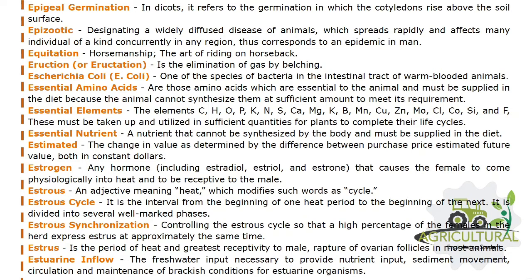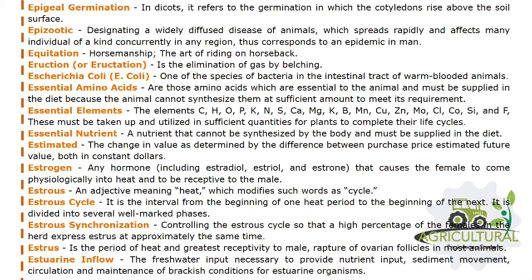Essential elements, the elements carbon, hydrogen, oxygen, phosphorus, potassium, nitrogen, sulfur, calcium, magnesium, boron, manganese, copper, zinc, molybdenum, chlorine, cobalt, silicon and fluorine. These must be taken up and utilized in sufficient quantities for plants to complete their life cycles. Essential nutrient, a nutrient that cannot be synthesized by the body and must be supplied in the diet. Estimated, the change in value as determined by the difference between purchase price and estimated future value, both in constant dollars.